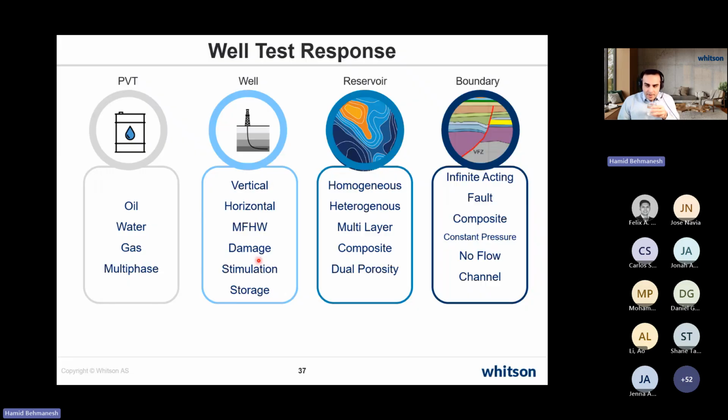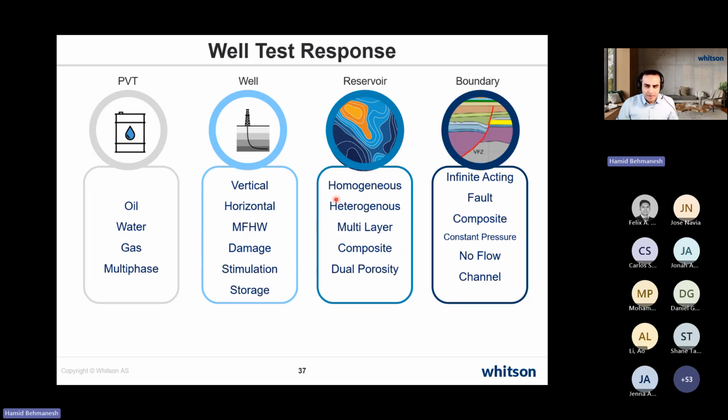So let's start with the drawdown. If you're going to start with the drawdown, these are all the ingredients that go into the bottom hole pressure profile when we put the well on production. The first one is PVT, if you are dealing with an oil well, water well, gas well, or multi-phase, right? The second part of this is definitely the wellbore geometry. It's vertical, horizontal, multi-frac horizontal well, whether the well is damaged or stimulated, or there's wellbore storage.